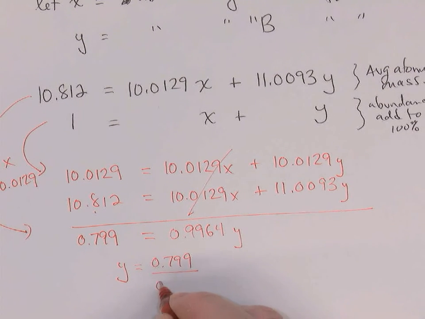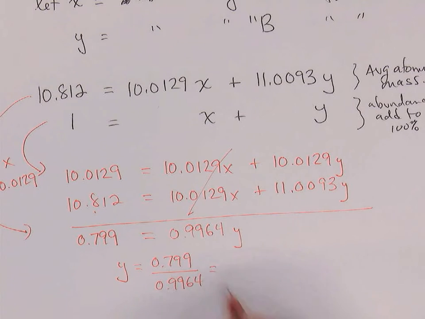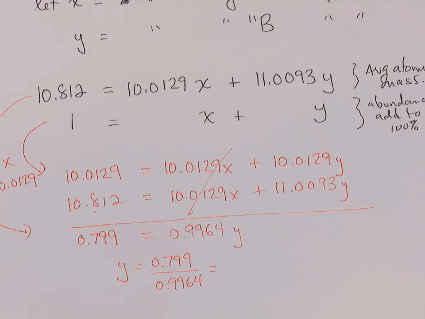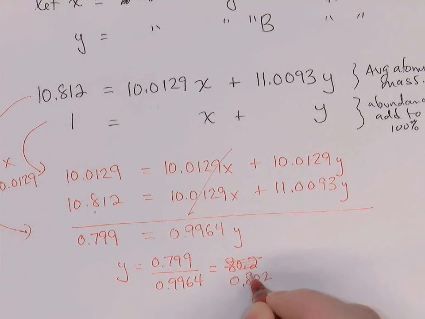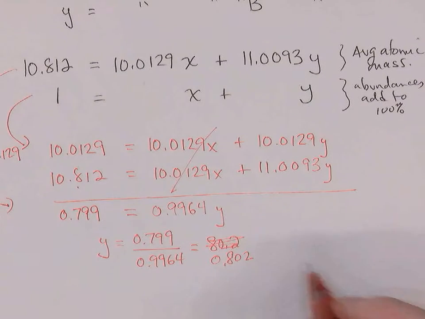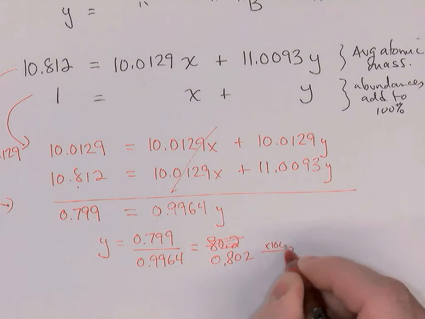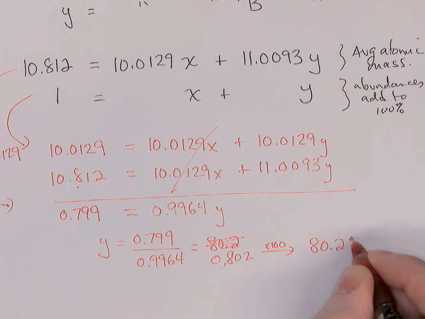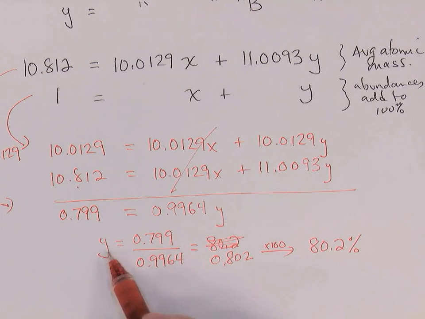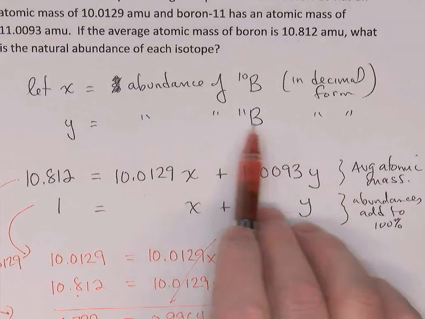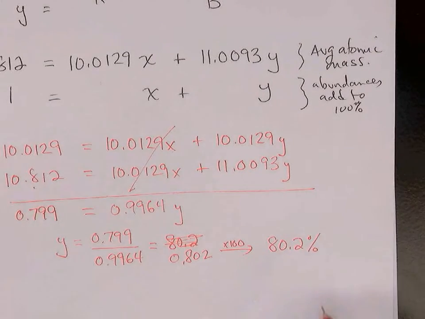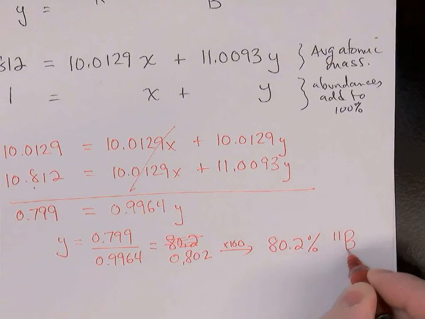0.799 over 0.9964. 0.799 divided by 0.9964, we get, with 3 digits, 0.802. That's what the calculator says. If we convert that to a percentage by multiplying by 100, 80.2%. And Y was the abundance, looking back up here, of boron 11. So that is the abundance of boron 11.